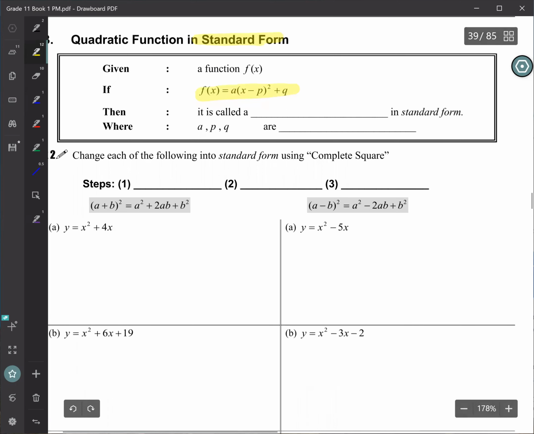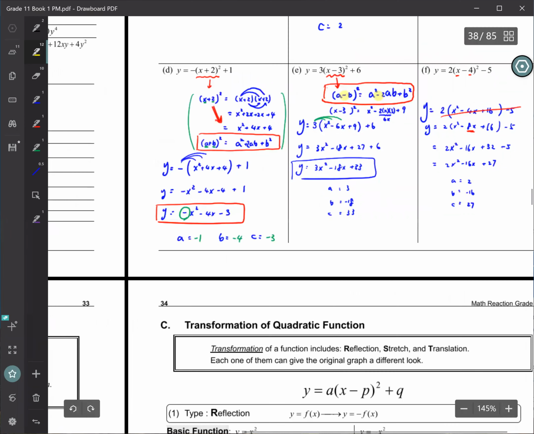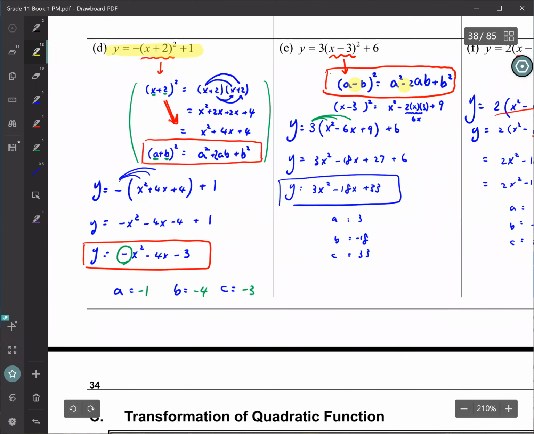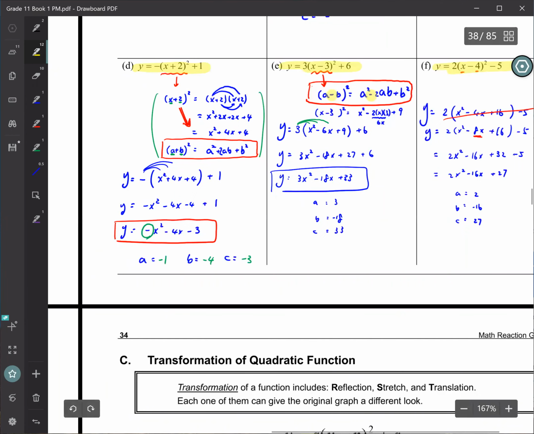y equals a, bracket, square, plus q. If you still remember, we have seen something like that before, in the last three questions we did. Question D, that's the standard form. You have a bracket, square. Same with this one, same with this one, okay? So we went from standard form to general. Now we want to know how to go back, okay?